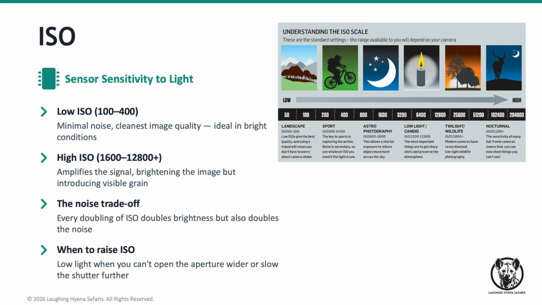The catch? Higher ISO also amplifies noise, that grainy, speckled look you've probably seen in photos taken in dim restaurants or at concerts. So think of ISO as your emergency backup.